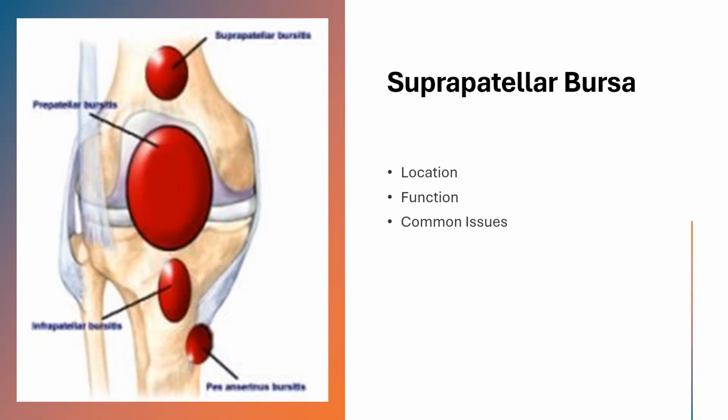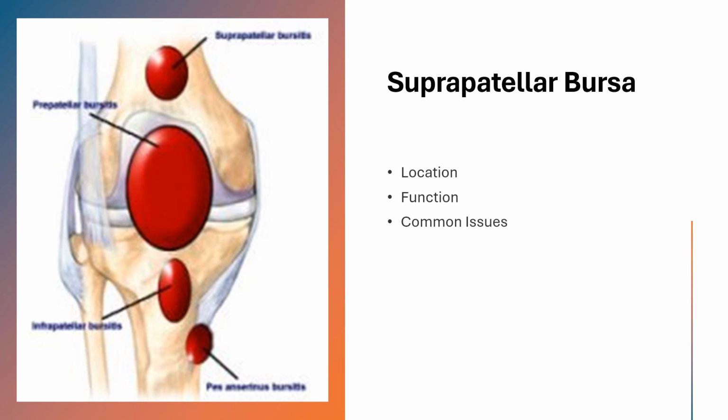And then we also have the suprapatellar bursae, which is located above the patella, between the femur and the quadricep tendon. Now, this bursae allows smooth movement of the quad tendon over the femur during knee flexion and extension. Now, common issues related to this bursae is inflammation or injury to it, and this can occur due to repetitive motion, trauma, or infection.